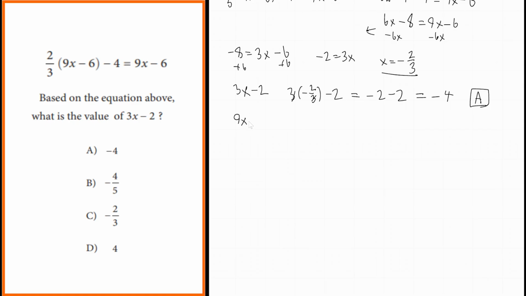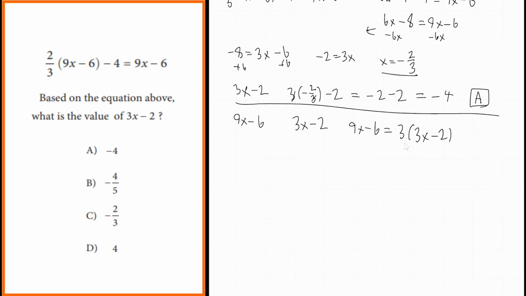In order to get through this quicker, we have to notice a specific observation about our original equation, specifically this expression 9x minus 6. How does this 9x minus 6 relate to the value we're looking for, 3x minus 2? Well, 9 is 3 times 3, and negative 6 is 3 times negative 2. In fact, 9x minus 6 is equivalent to 3 times (3x minus 2). We can factor a 3 out of this.